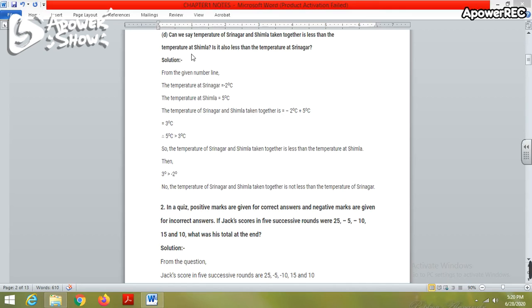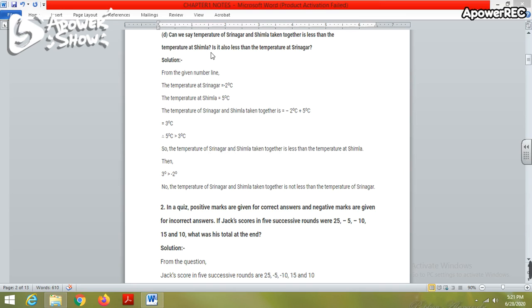Now the temperature of Shimla is 5 degrees Celsius and the temperature of Srinagar and Shimla taken together equals 3 degrees Celsius, and 5 is greater than 3. So that means the temperature of Srinagar and Shimla taken together is less than the temperature at Shimla. So this is the answer for the first part of this question.